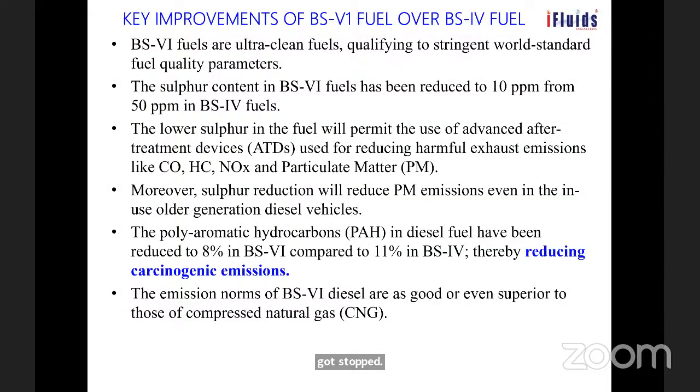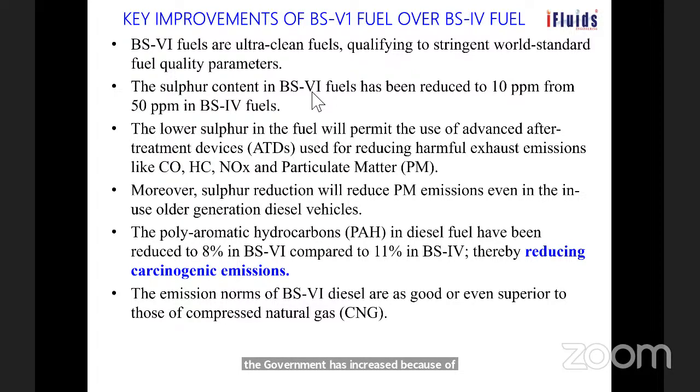And I was mentioning yesterday about Bharat Standard 6, all those things. So now the government has come out with that. Many plants are in the process of implementing those things, and these are ultra clean fuels, qualifying to stringent world standard fuel quality. Basically, this is done to improve the environment. That is the whole thing about that. Though the companies have to spend a lot, the government has imposed it because of this consideration.